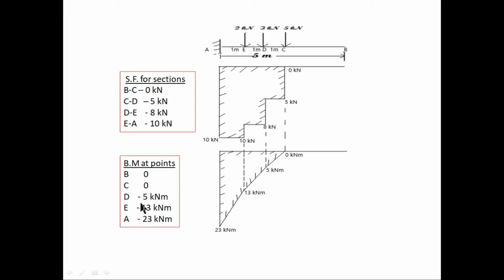And then at point E, it comes to 13 kN meter. So again, because of the point load, it is going to be a straight line. So we join this 5 kN meter and 13 kN meter points, and then at A, the BM is maximum at 23 kN meter. So again, we join the points from 13 kN meter to 23 kN meter with a straight line. That is how our BM diagram is going to look like.